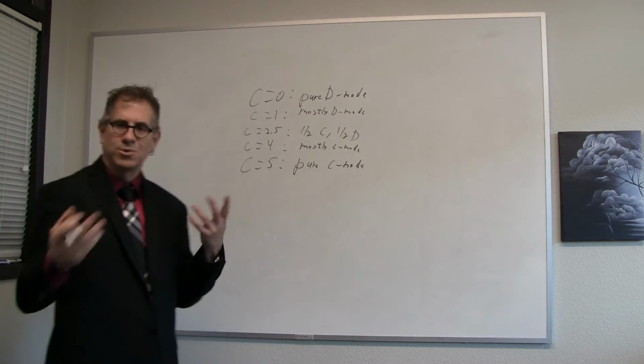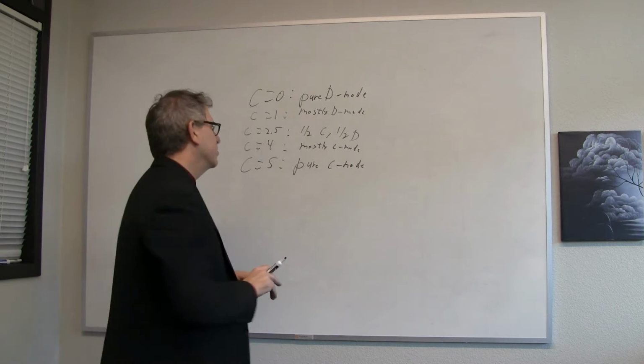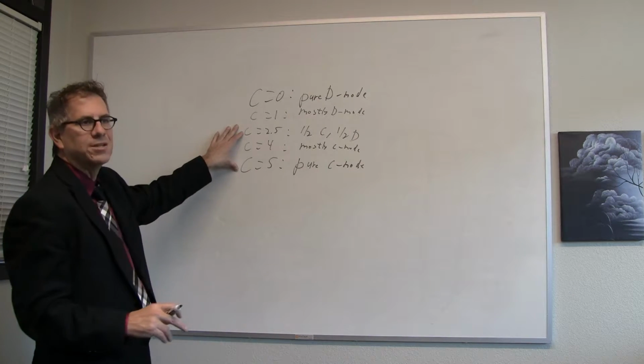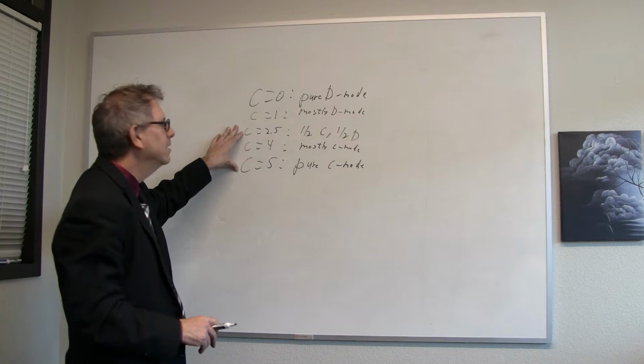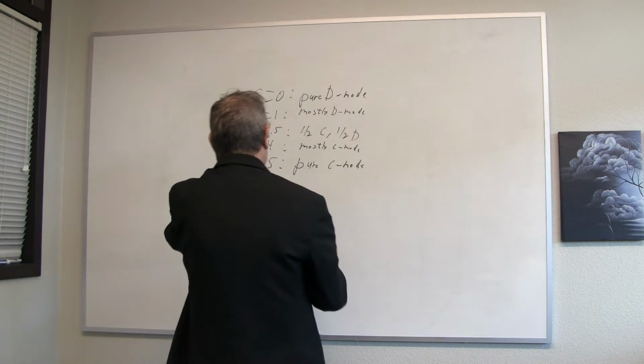Alright, what does this mean, mostly C mode, half D mode? We simply use C to weight a combination of C and D mode behaviors within the cell. So what does this mean on the output side?